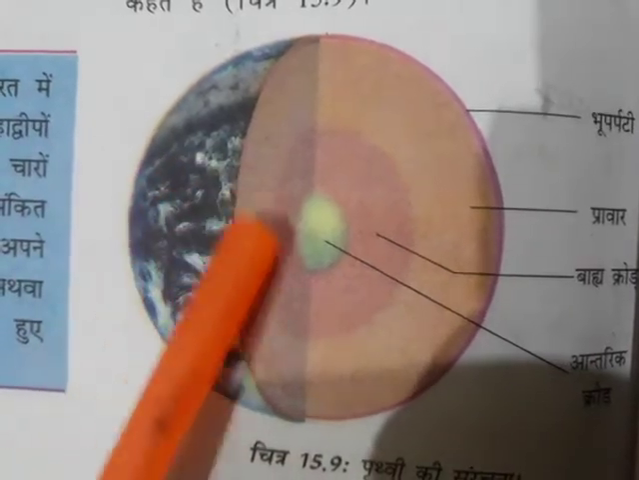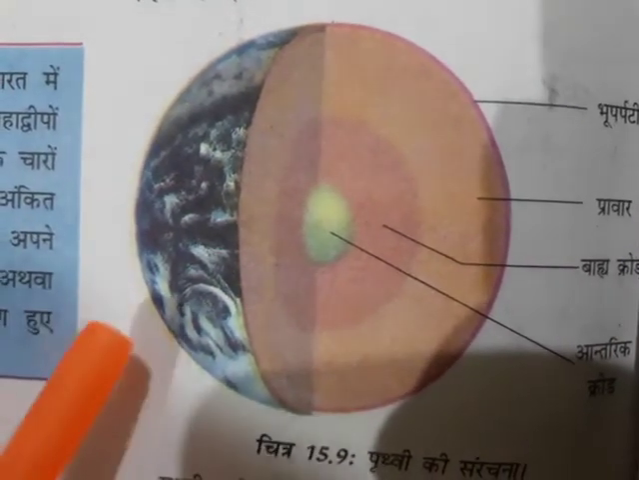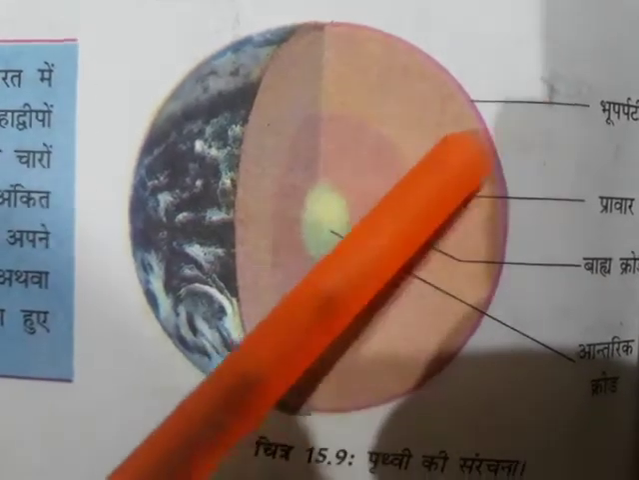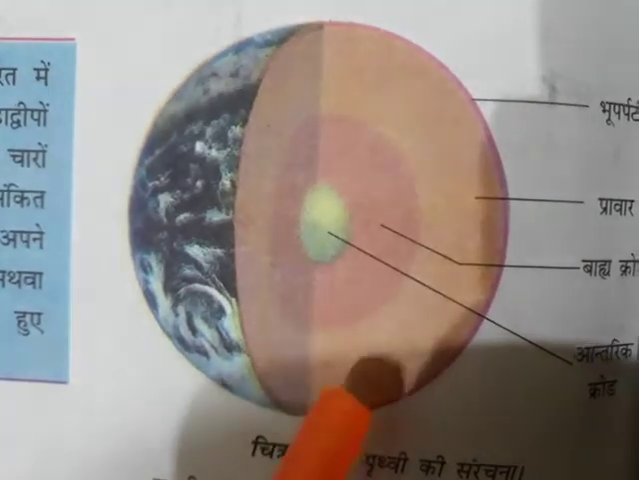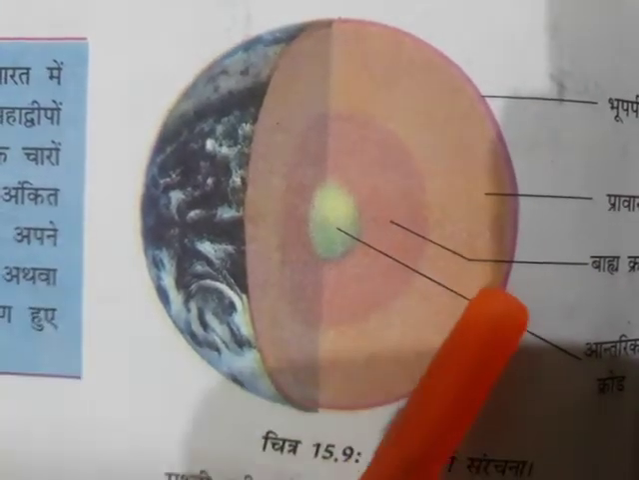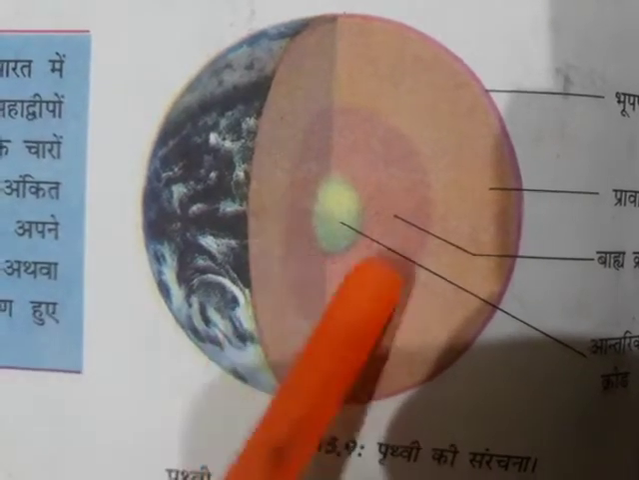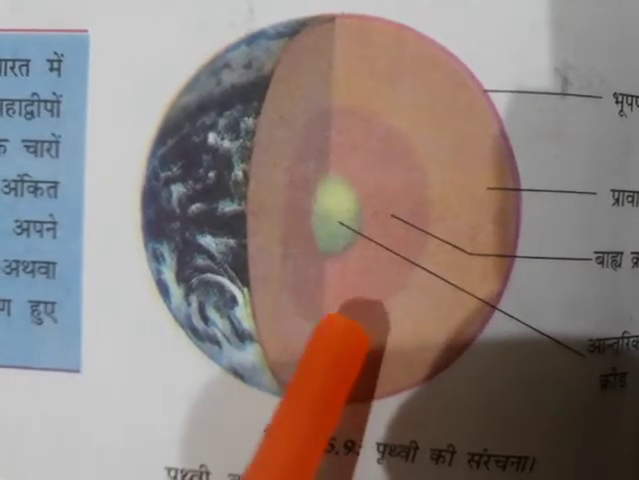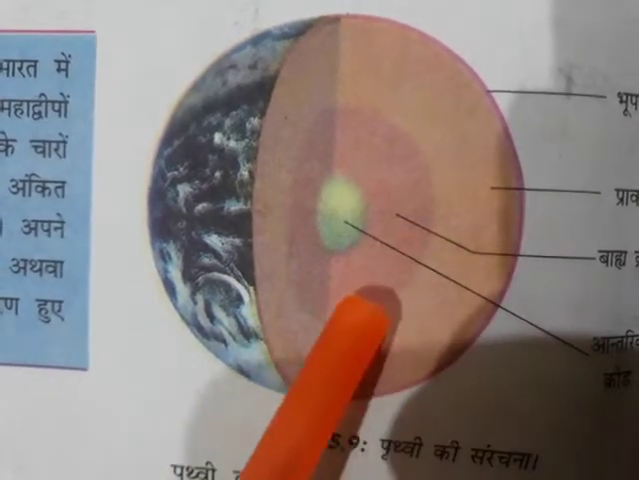This diagram is showing the structure of the earth. The uppermost layer of the earth is called the crust. This is the crust. In the middle, the mantle is present, and in the center, the core is present. The core is divided into two parts: the outer core and the inner core.